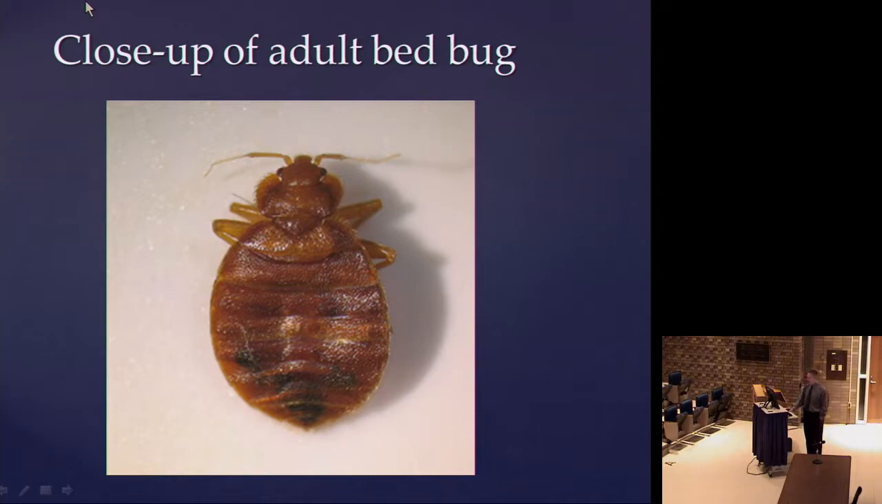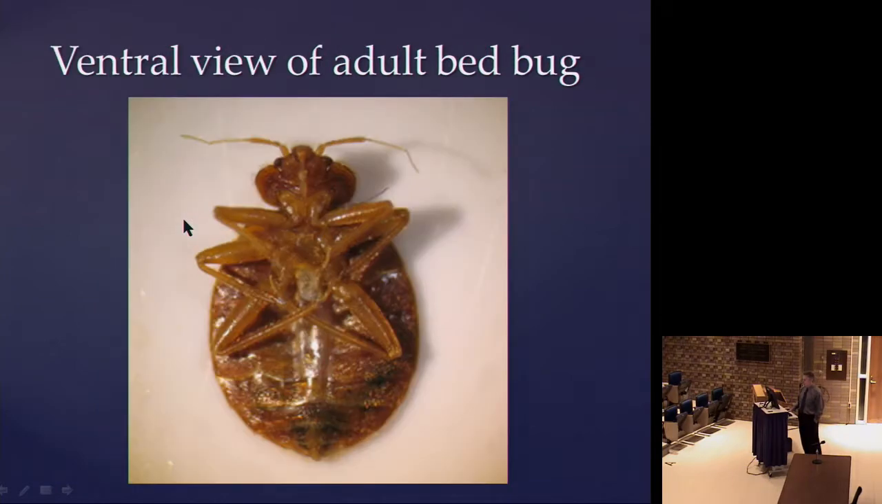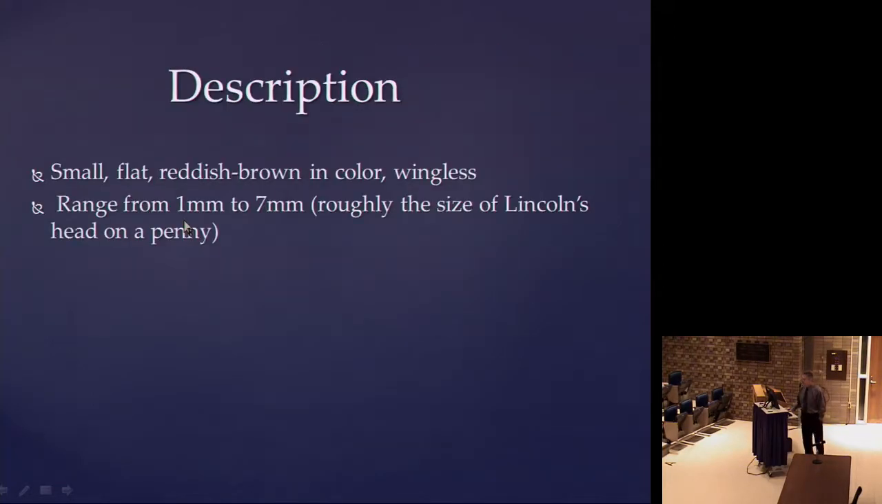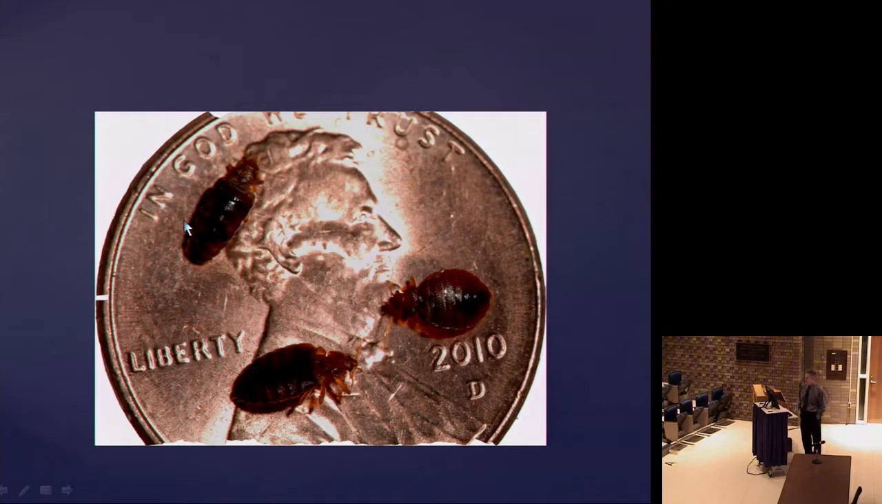This is the back of the bed bug. All insects have wings, but the bed bugs' are called vestigial, so you don't really see them up here. They don't fly. They're not flying insects. This is the ventral side, or the underneath side, if you see it. Small, flat, reddish-brown in color, wingless, like I said, or vestigial wings, 1 to 7 millimeters is roughly the size of Lincoln's head on a penny. These are pretty big. I mean, these look like adults to me. So they would go about this size and smaller.